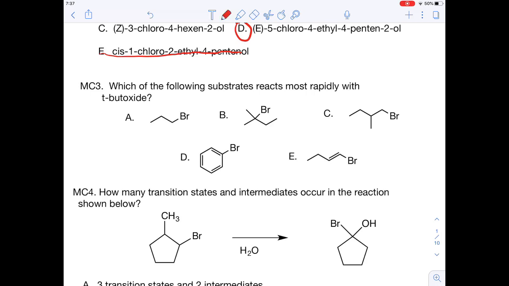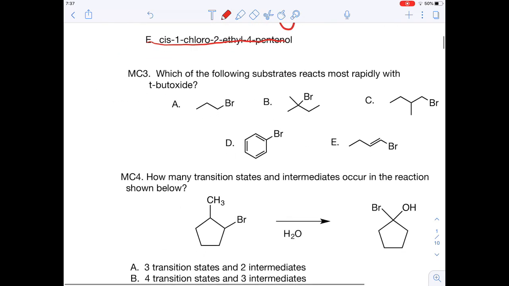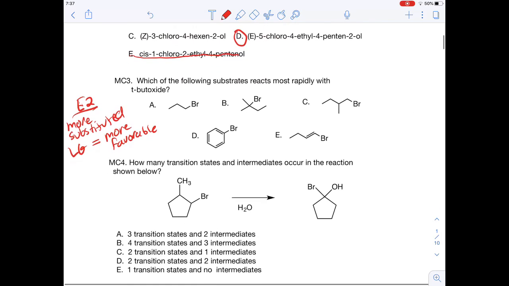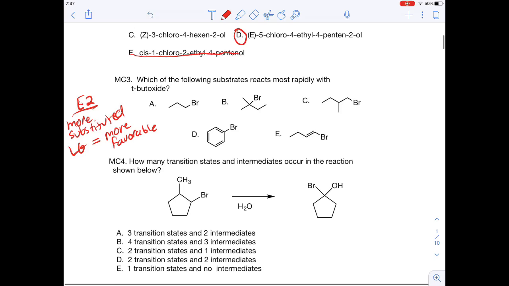So now we can look through our choices and figure out which substrates are most favorable to an E2 reaction. E2's favorable substrates are the same thing as SN2's favorable substrates. So the more substituted leaving group is more favorable. Okay? So we can go through.